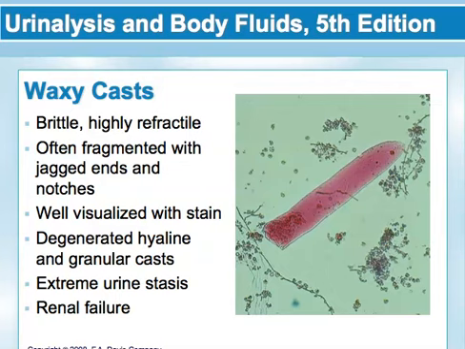Waxy casts are representative of extreme urinary stasis, indicating chronic renal failure. They form from the disintegration of granular and hyaline casts, and as they degrade, the matrix takes on a waxy appearance. They become wider, the ends can become jagged, broken, and they're more brittle. These are highly refractile, so they're much easier to see under bright field than hyaline casts are. However, if you have to stain, they're going to stain dark pink with your supravital stain.